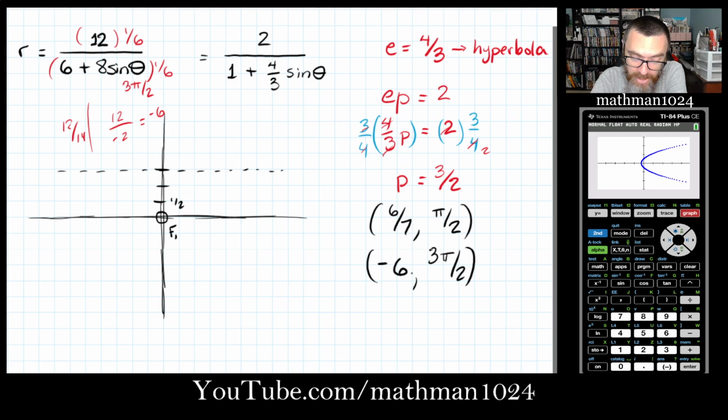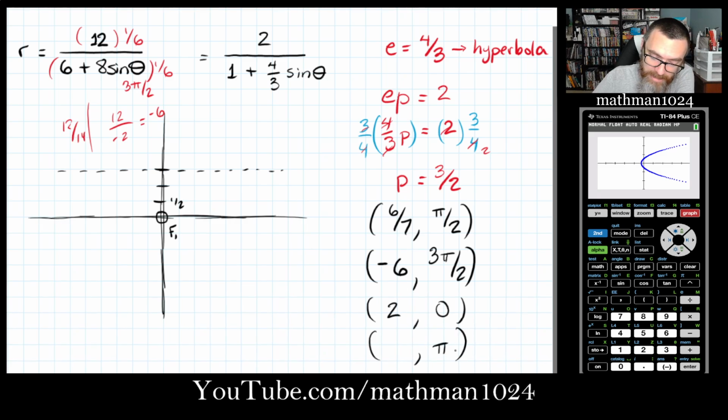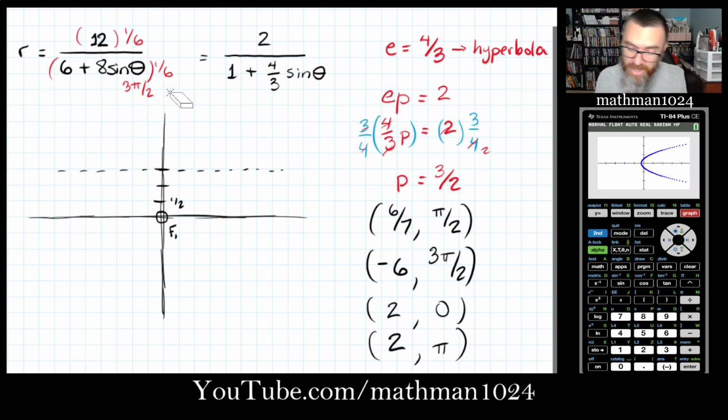Yeah, totes fun. It probably wouldn't hurt us to plug in some extra stuff. If I plug in 0, sine of 0 is 0, 12 over 6 is 2, and if I plug in pi, that again is going to give me 0, and that's going to give me 12 over 6, which is 2. So I'm just doing that to get a little bit more information and some nice points here. All right, so when I'm at 0, I'm at 2 units.